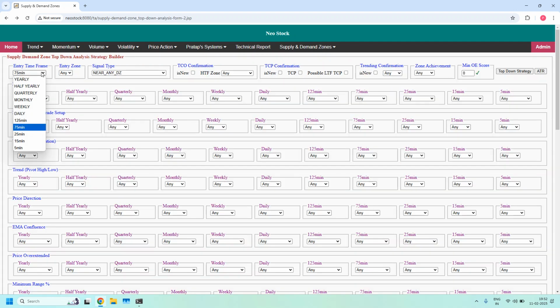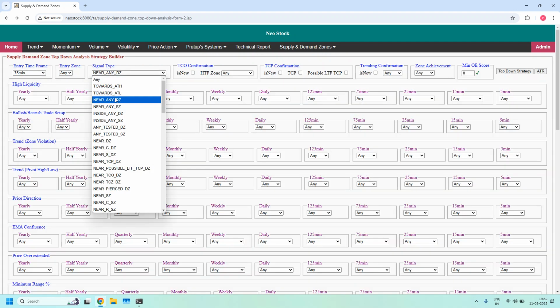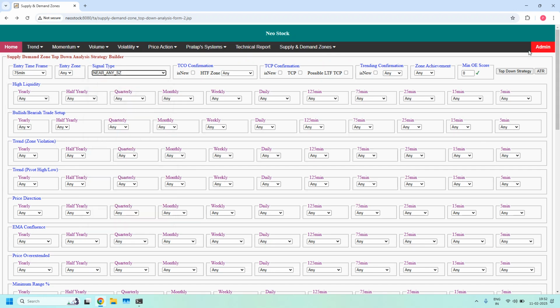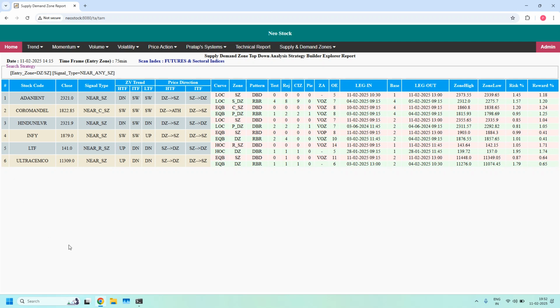Okay, next 75 minutes time frame. Let us find the stocks near 75 minutes supply zone. We got 6 stocks. Out of 6, any high liquidity supply zones? Let us verify. Coromandel is having a 75 minutes high liquidity supply zone. And L&T Finance is also having 75 minutes high liquidity supply zone. That means we identified 2 75 minutes high liquidity supply zones from this list. So with this we have completed the identification of high liquidity zones from both daily and 75 minutes time frame.